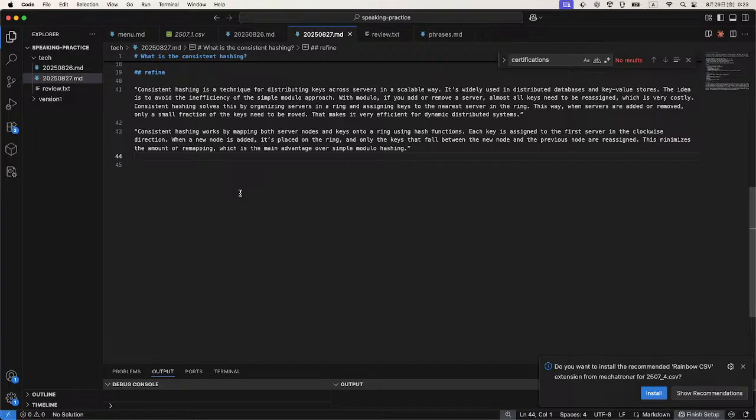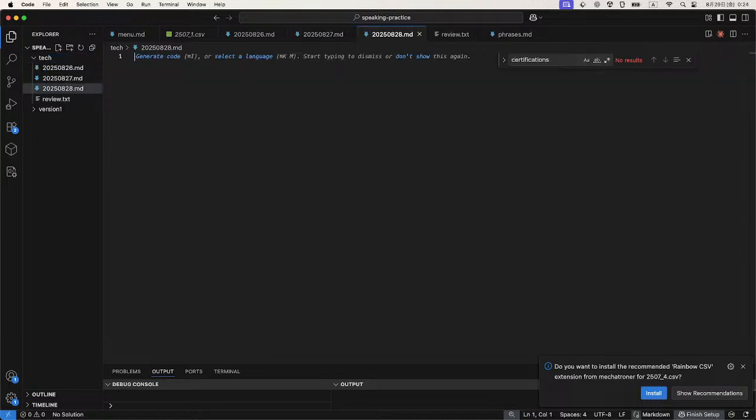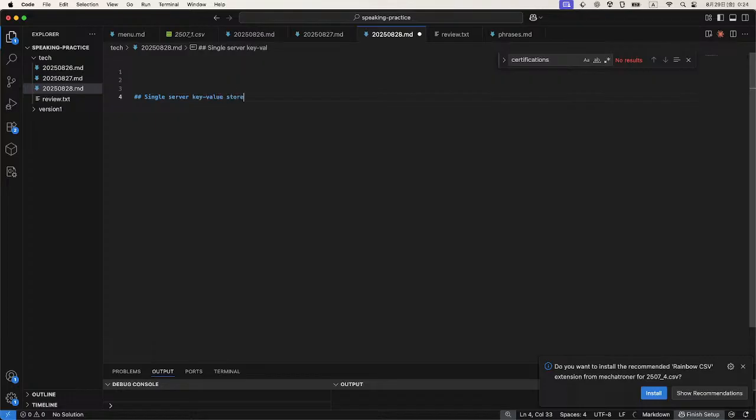First, let's create a single server key value store.